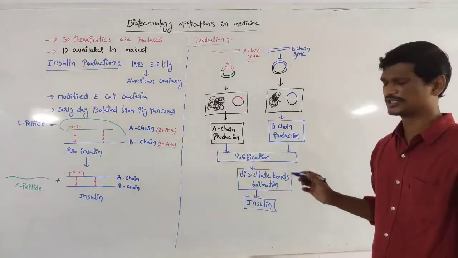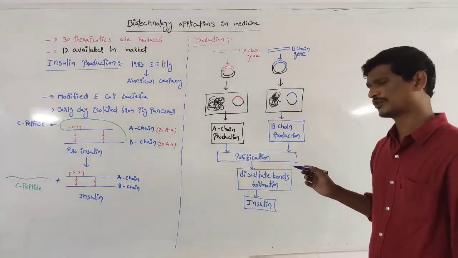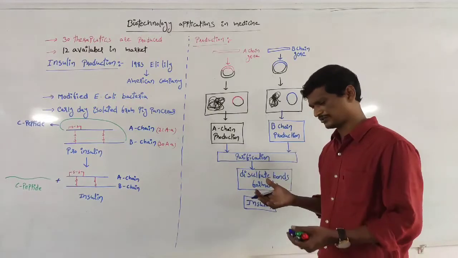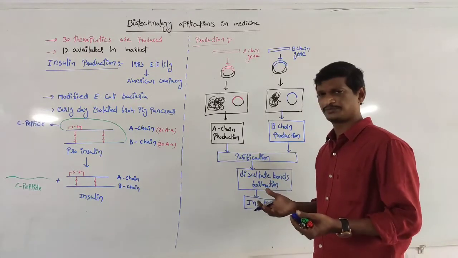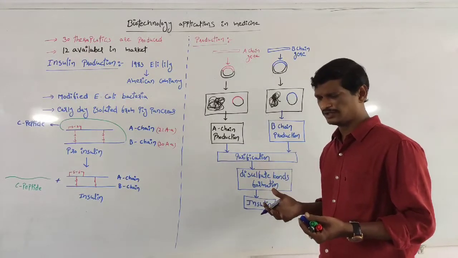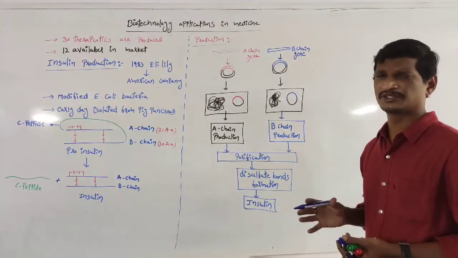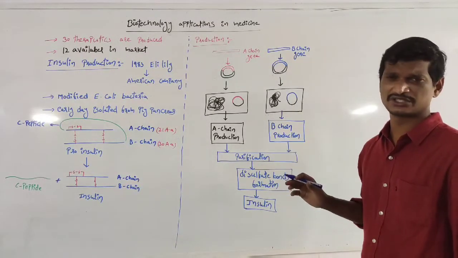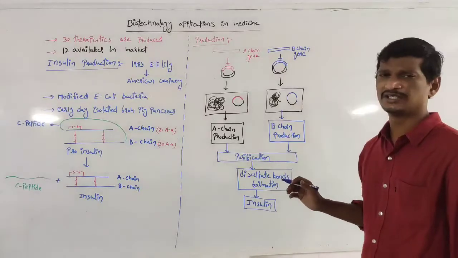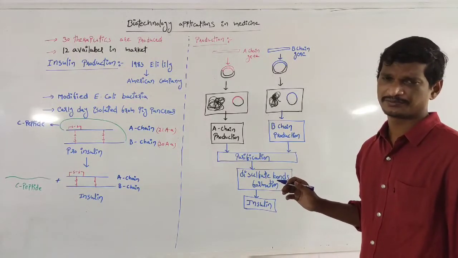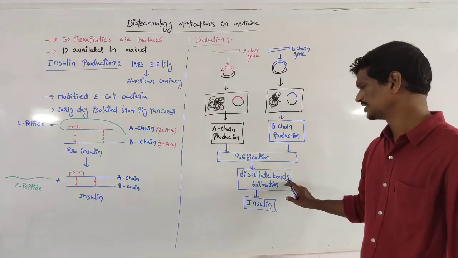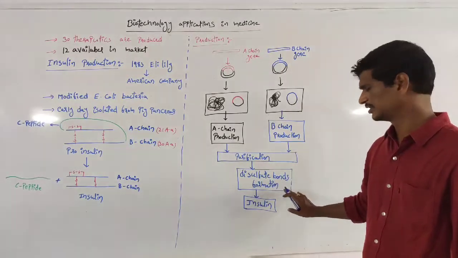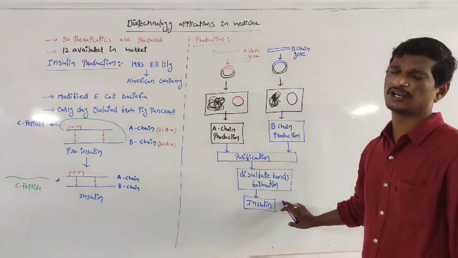So here A chain production takes place, and here B chain production takes place. Both are subjected to the purification process separately. After purification, these are pooled and mixed. Between these two chains there is naturally an association, which is nothing but disulfide bond formation. When these disulfide bonds are formed, this is the insulin hormone.